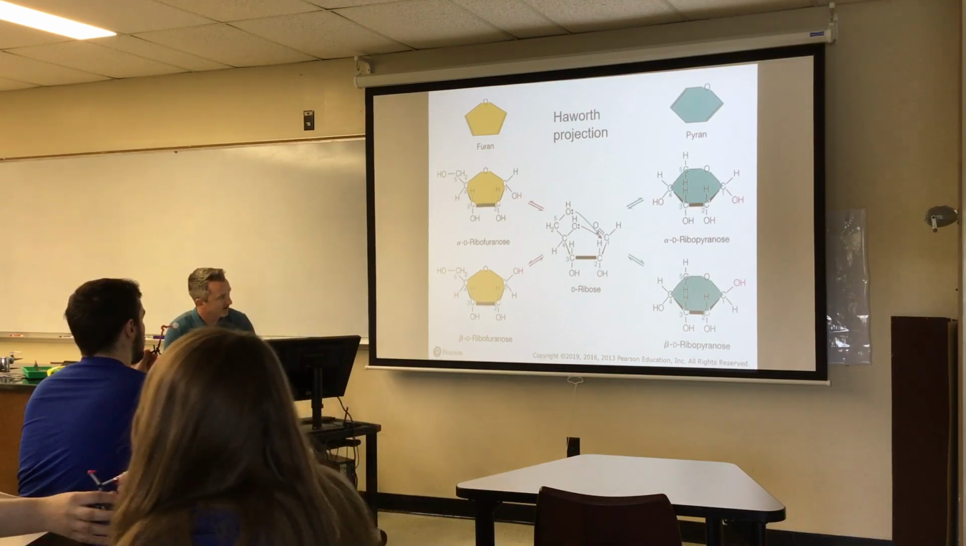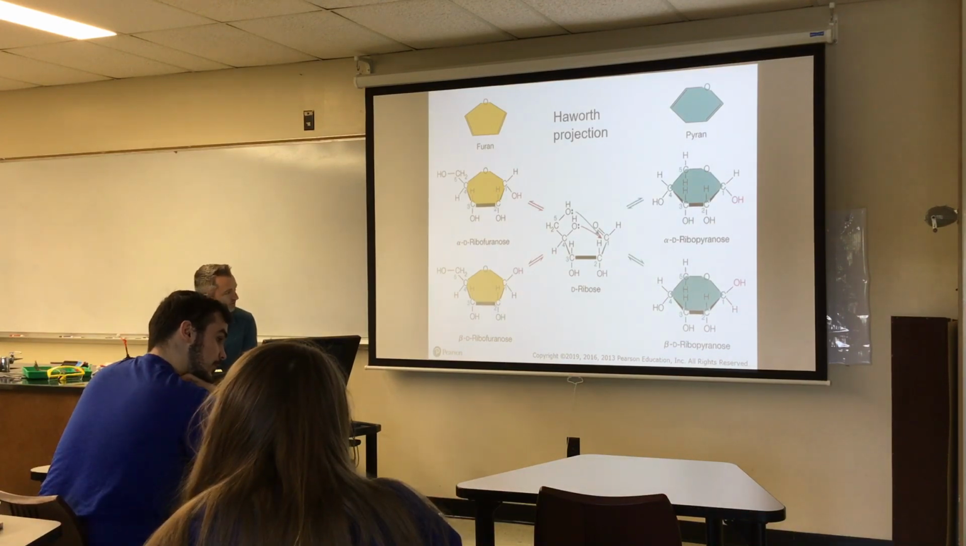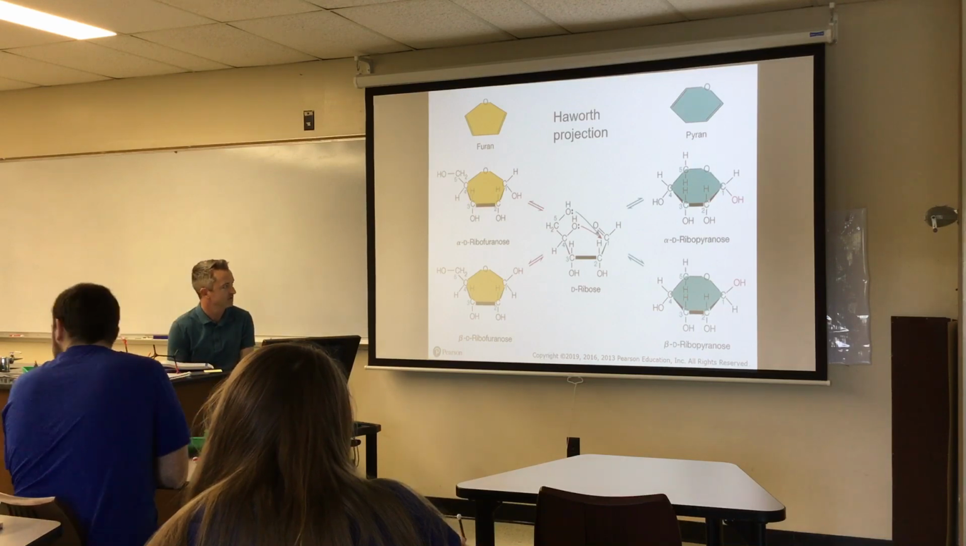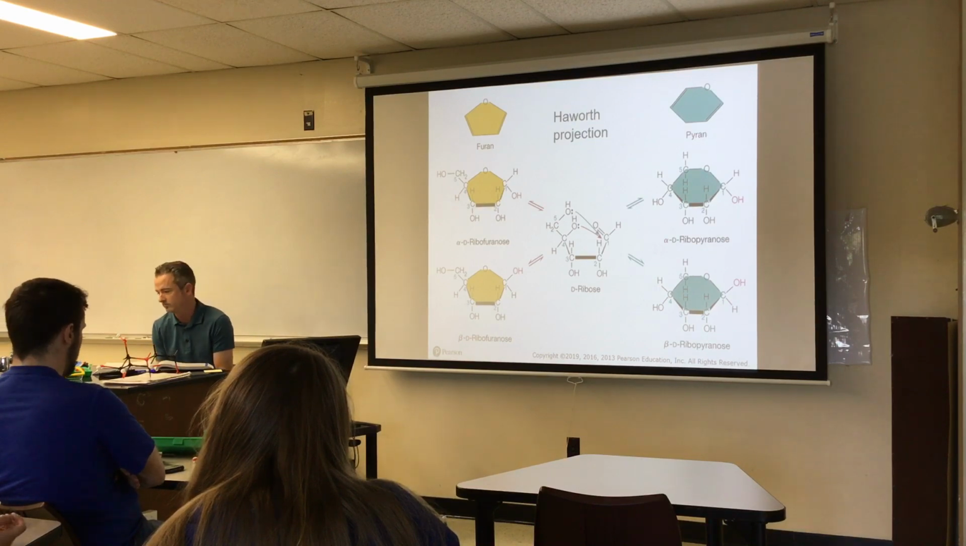So talk it out with your neighbor and take a look at the acyclic form of the D-ribose in the middle and talk about how you might get the alpha or the beta forms. Go.